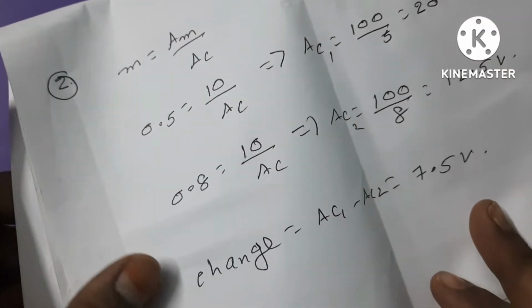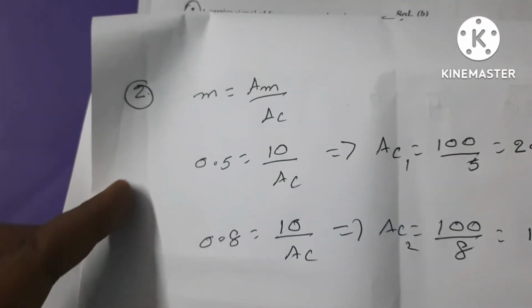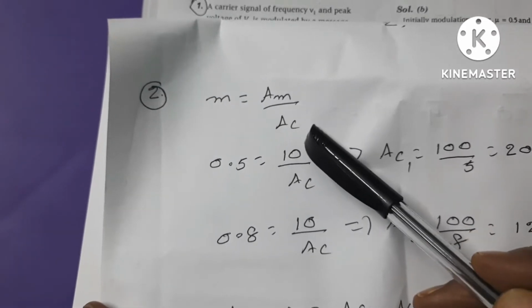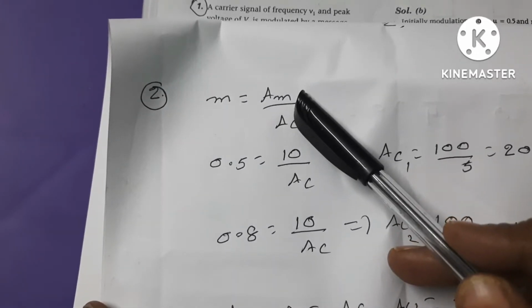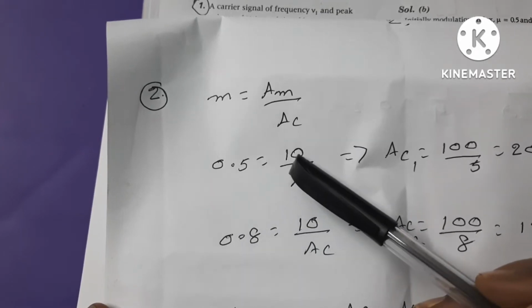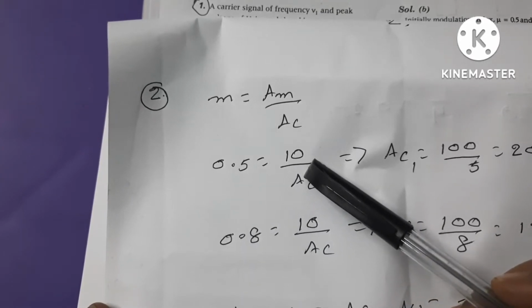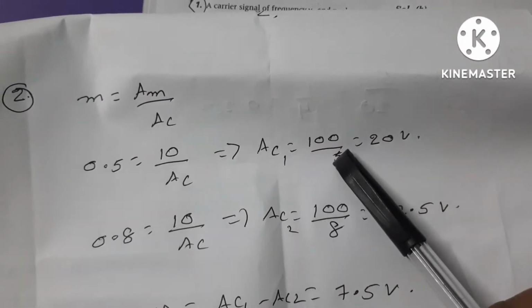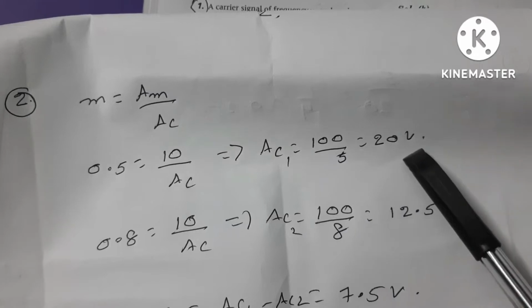See, this is also a very easy answer, though it looks like a big one. The given formula you know: AM by AC, modulated signal by carrier signal. First, 0.5 equals this AM, 10 volts they have given, divided by AC. From this, how much is the carrier potential? After simplification we are getting 20 volts.